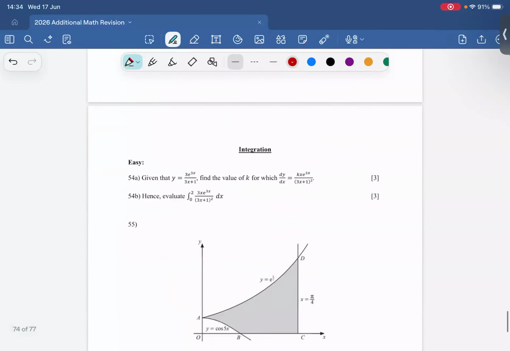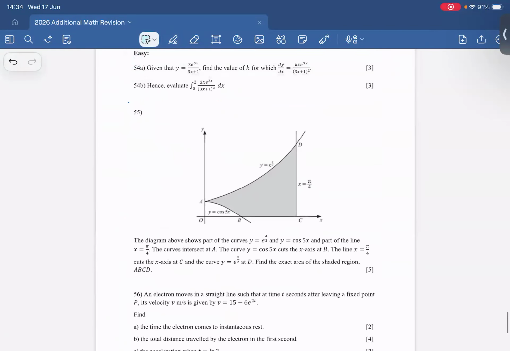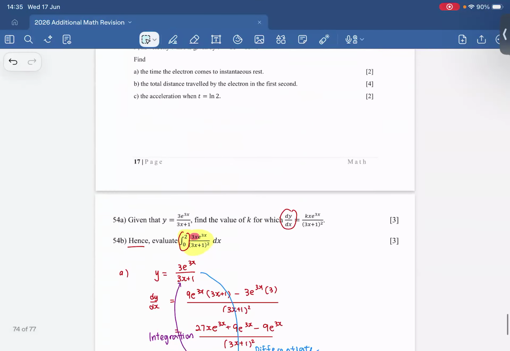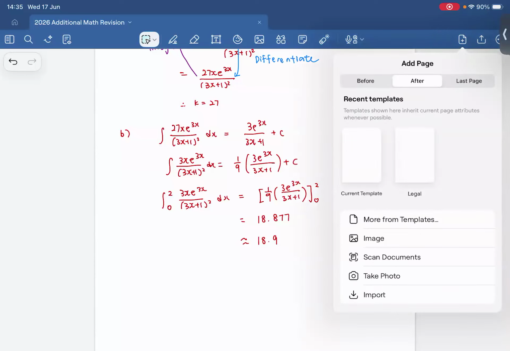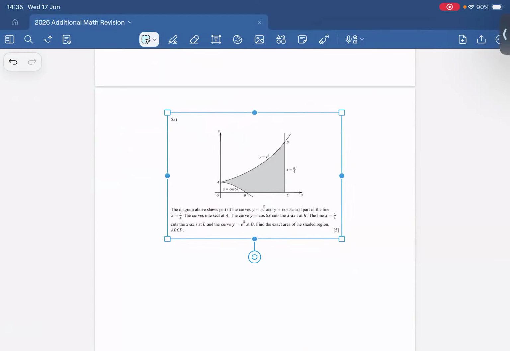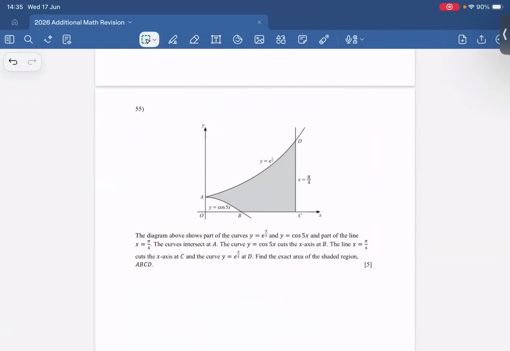Your area. So three main components of your integration. First part is your technique, second part is your application. The first application is your area, the second application is your kinematics. When you do area, the most important thing is to find the point of intersection. The point of intersection is very, very important.